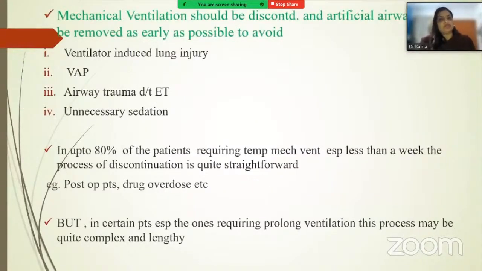Mechanical ventilation should be ideally discontinued and the artificial airway should be removed as early as possible to avoid any ventilator-induced lung injury, any ventilator-associated pneumonia, airway trauma due to the artificial airway, or to avoid any need of unnecessary sedation or muscle relaxation. In up to 80% of the patients requiring temporary mechanical ventilation, especially less than a week, this process of discontinuation of mechanical ventilation is quite straightforward. But in certain patients, especially the ones who require prolonged ventilation, this process may be quite complex and lengthy.